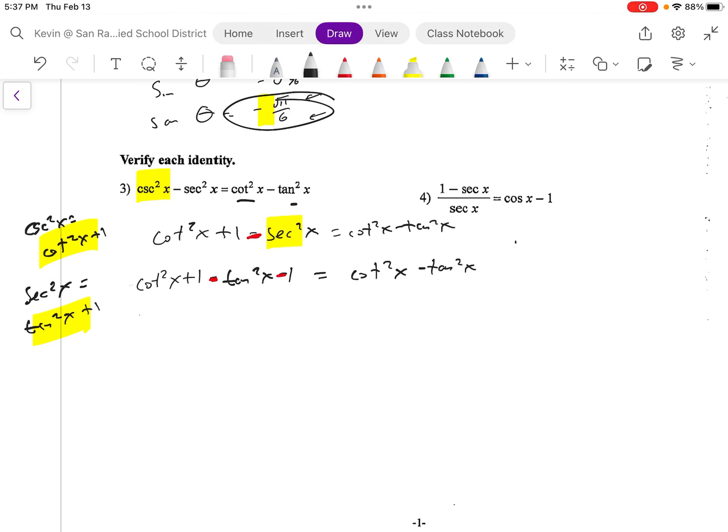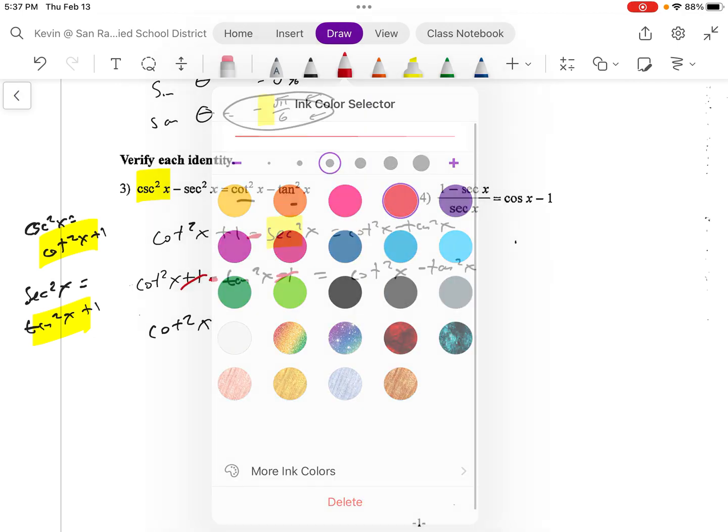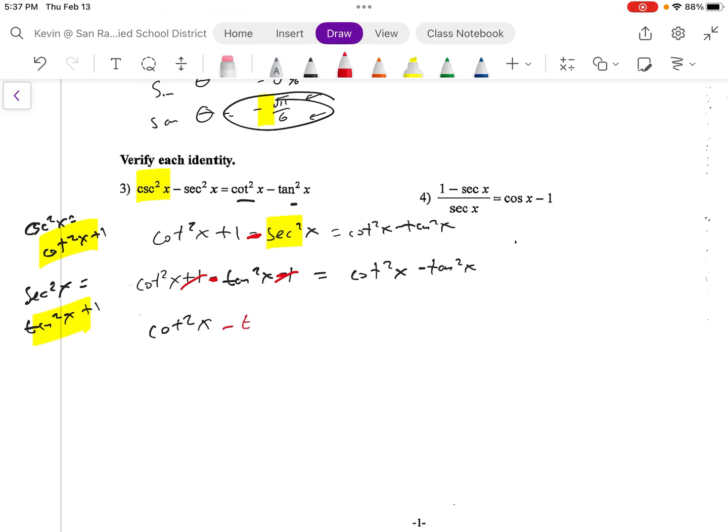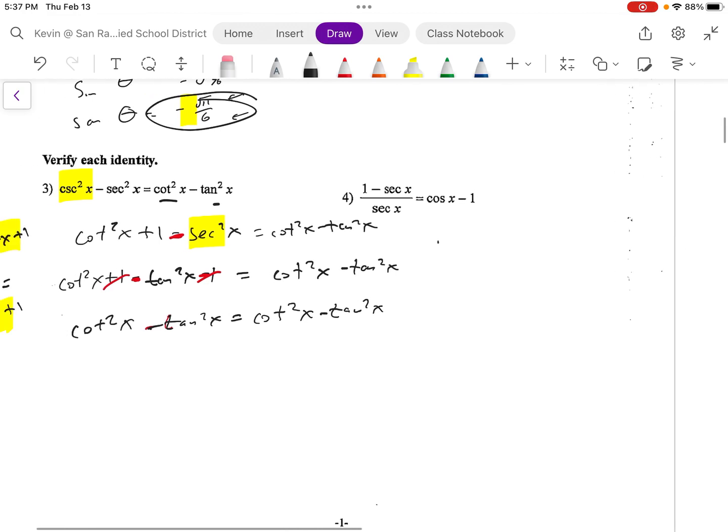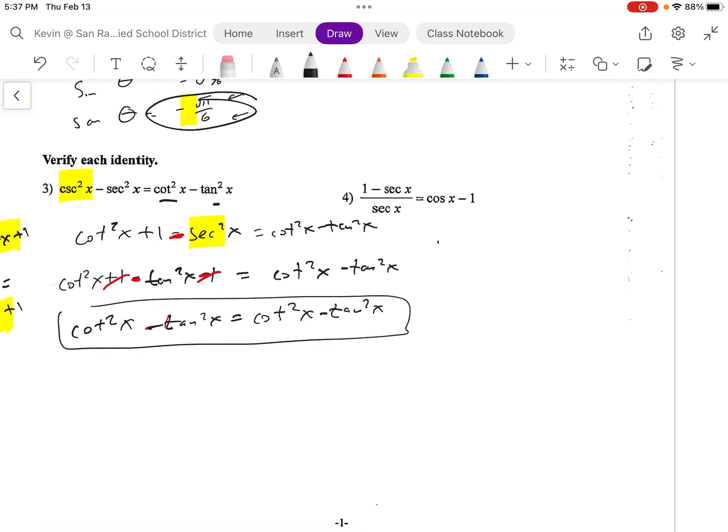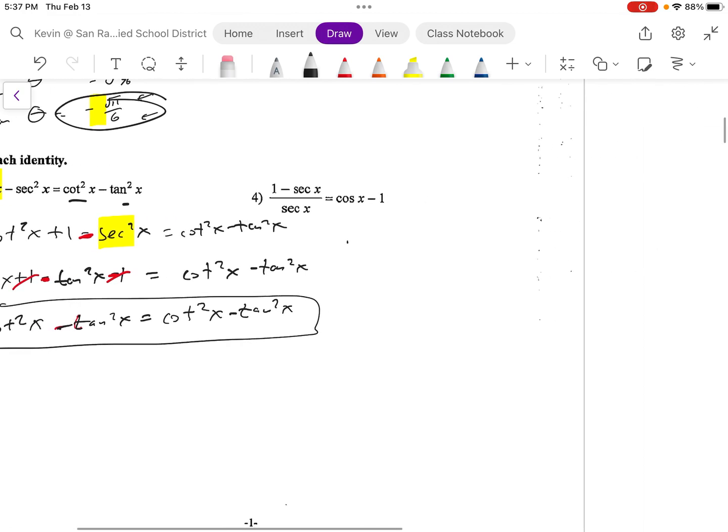So algebra, folks, algebra. That leaves me with cotangent squared x, 1 minus 1 cancels out, minus tangent squared x equals cotangent squared x minus tangent squared x. Okay, box around it. Okay, let's come over here.